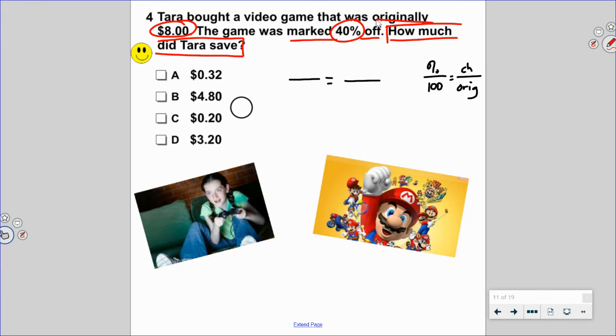In this particular case, they give us the percent. So let's go ahead and compare 40% to 100. They also give us the original amount, and the question says, how much did she save? So this is a different beast than the other problems.